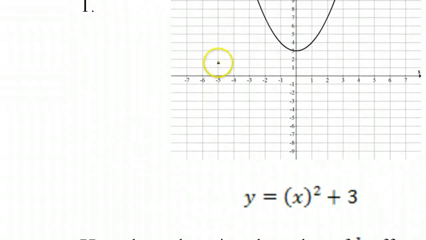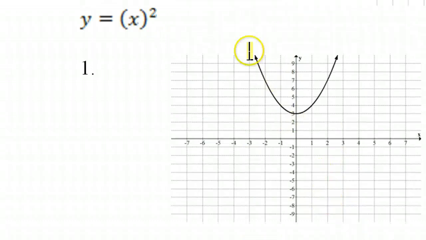Now, let's see, what are we going to do to this thing first? So we're looking at this equation right here. We took the parent function and we added 3 to it. We went plus 3. Now, if we do that, we see that the graph has moved up by 3. It's gone like this, exactly 3 units up.